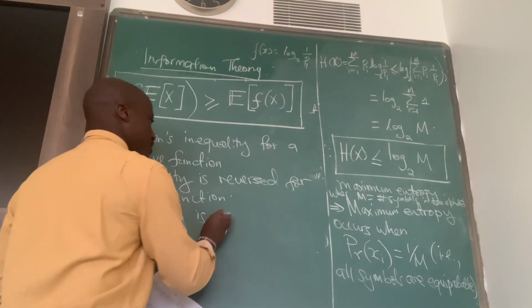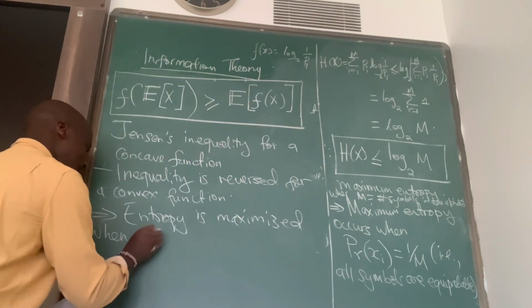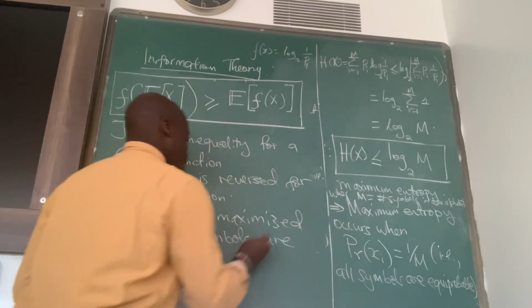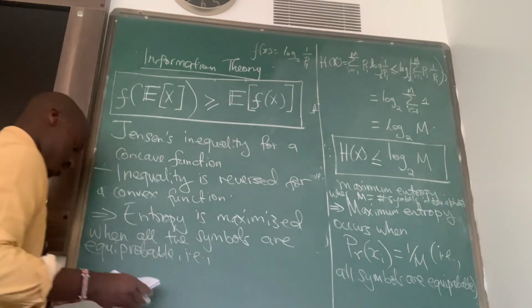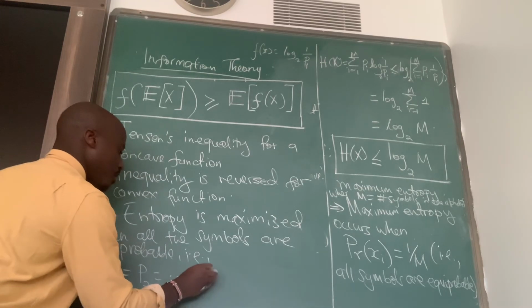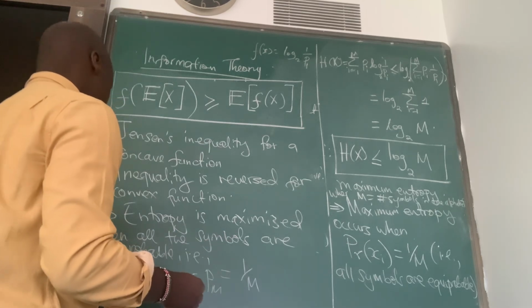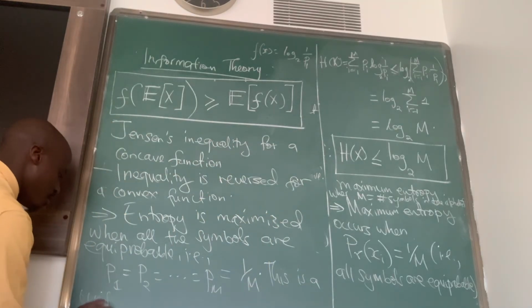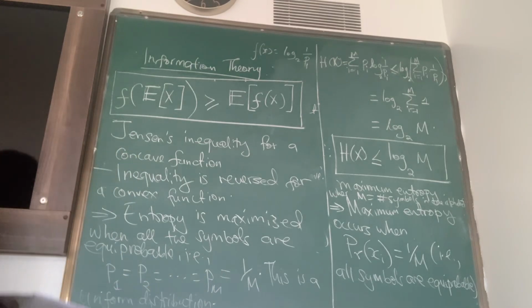So entropy is maximized, and that's just a repetition anyway, when all the symbols are equiprobable, i.e. P of 1 is equal to P of 2 is equal to up to P of m, if we have m symbols, and all of them are 1 over m. This is a uniform distribution.